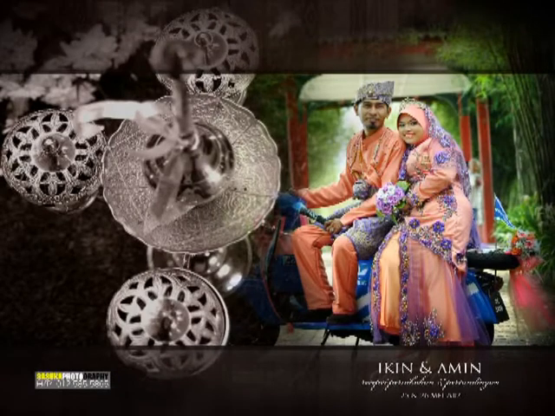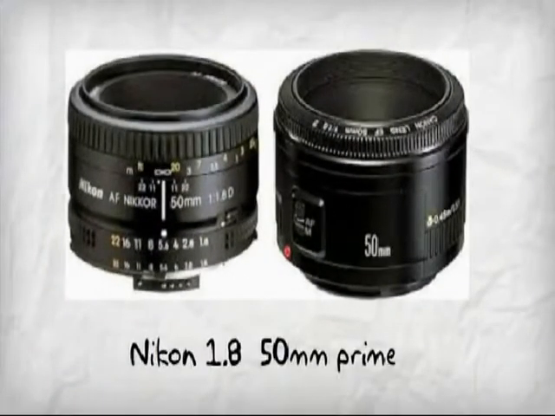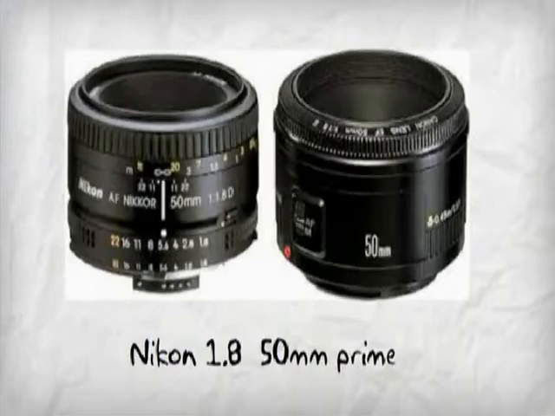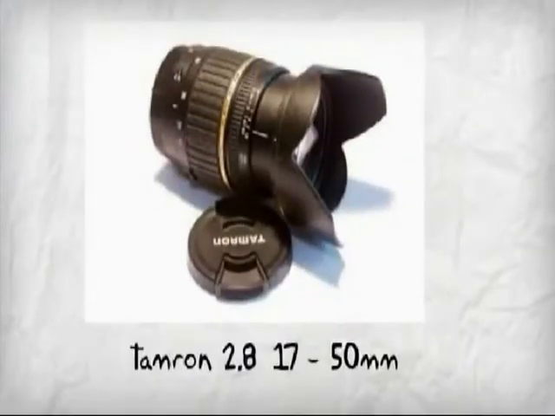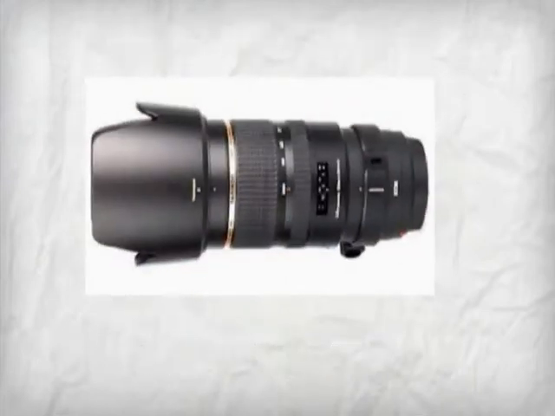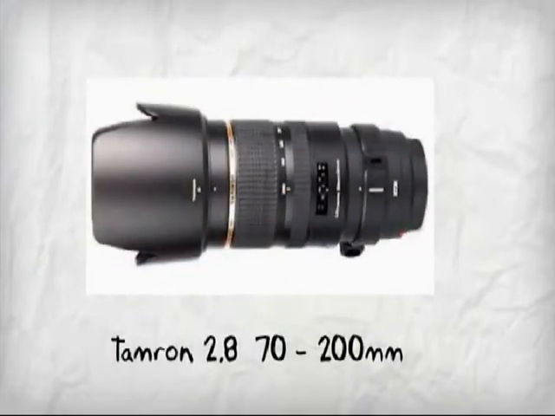For my wedding photography job, I usually use a Nikon camera with 3 lenses. They are 1.8 50mm prime lens, 2.8 17 to 50mm lens, and 2.8 70 to 200mm lens.